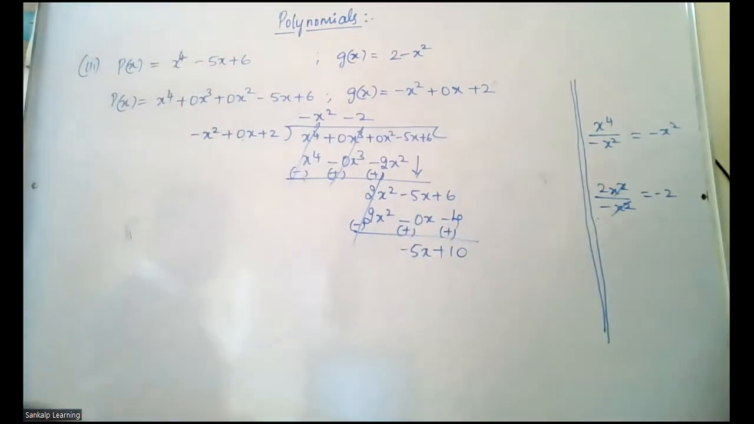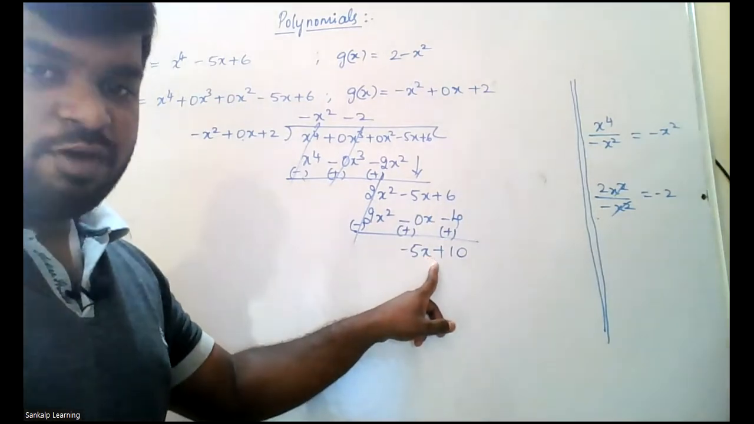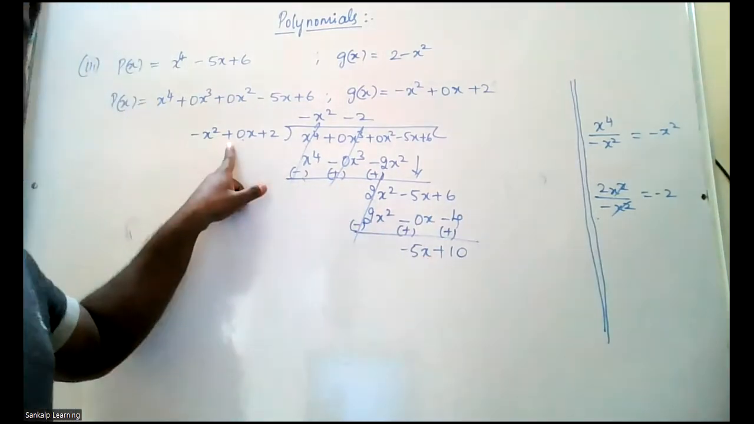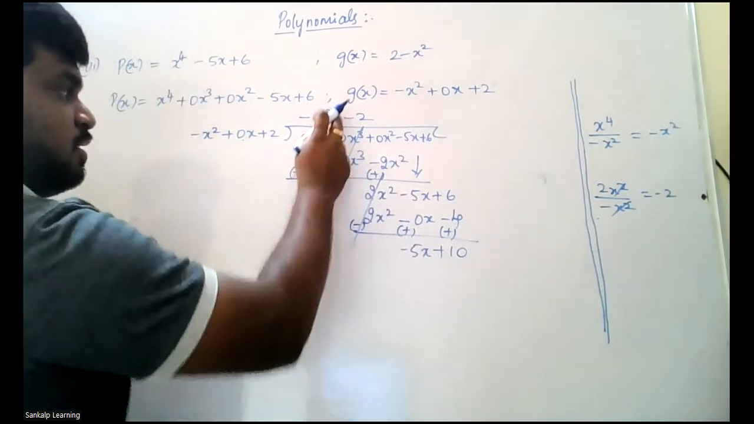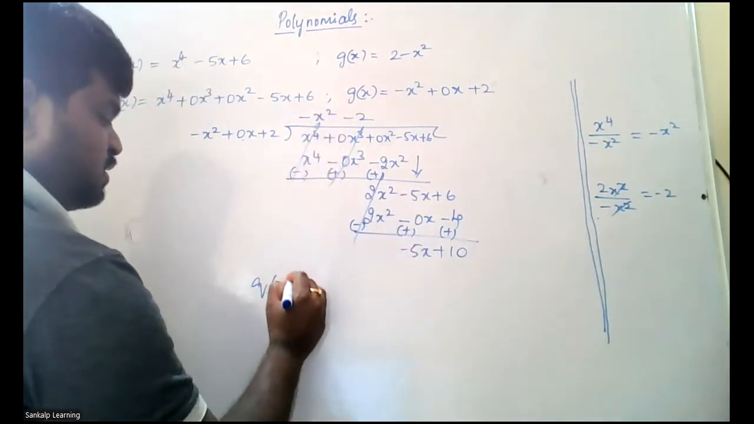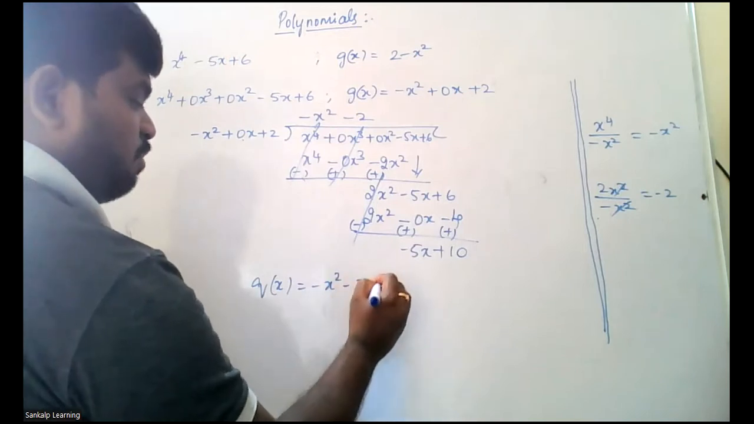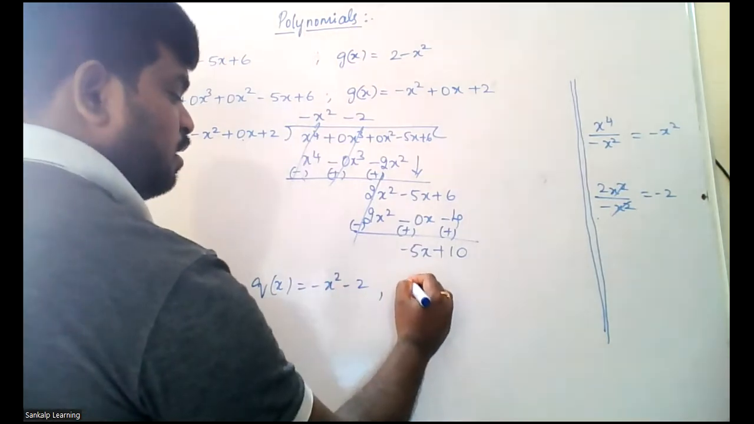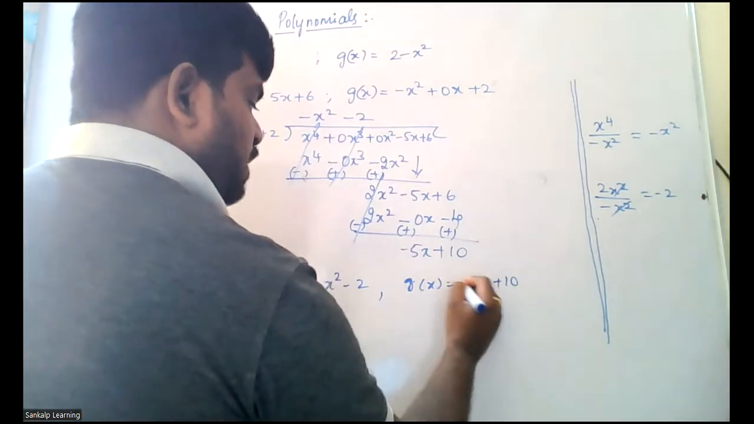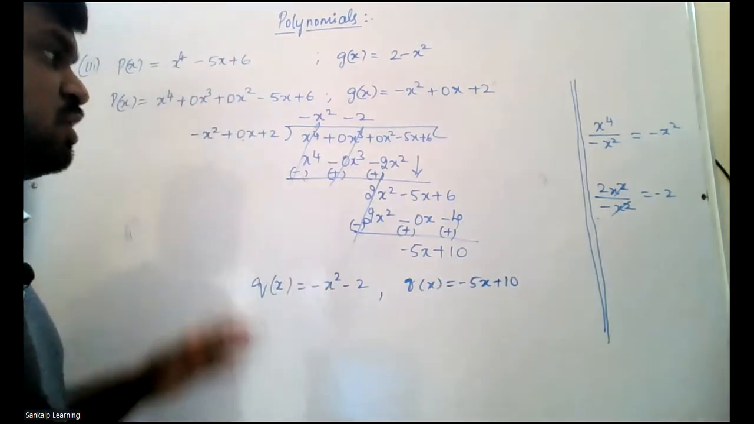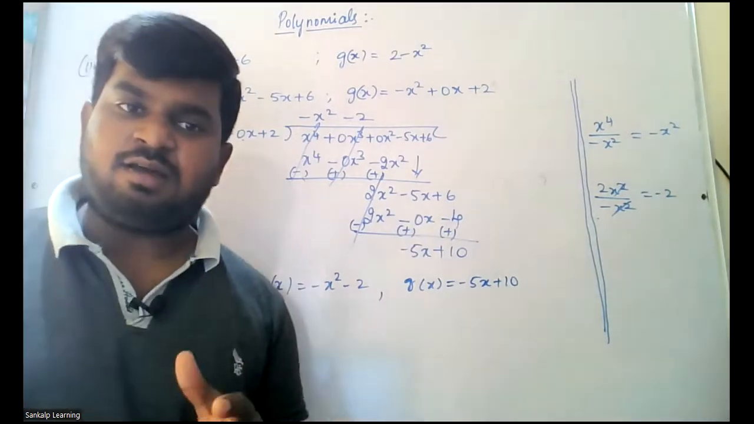Now, if you observe, the degree of the remainder that we have got is lesser than this. Therefore, we cannot proceed further. Therefore, this is our remainder and this is our quotient. So, Q of x comes out to be minus x square minus 2 and R of x comes out to be minus 5x plus 10. Okay. So, this is how you find the remainder and the quotient.